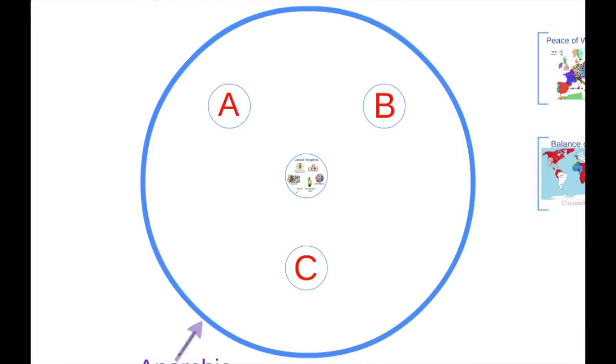However, if one of these arms was to grow in strength and power, then the balance of power of the chandelier would be affected in some way. There wouldn't be equilibrium. It would lead to conflict.